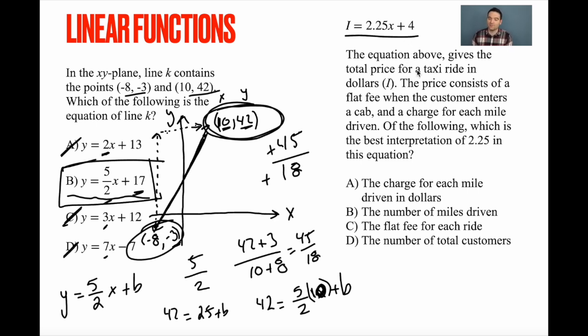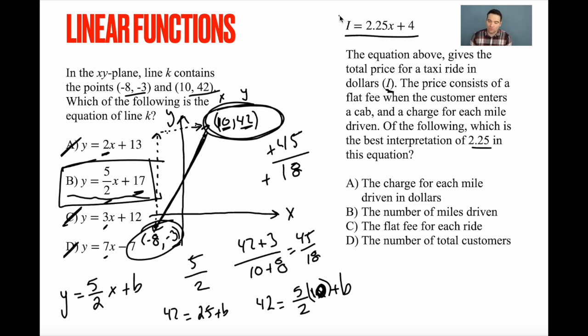The equation above gives the total price for a taxi ride in dollars, I. The price consists of a flat fee when the customer enters a cab and a charge for each mile driven. Of the following, which is the best interpretation of 2.25 in this equation? So this is a little bit of an untraditional math problem, right? Usually we're used to solving for something, but here it wants us to kind of label instead.